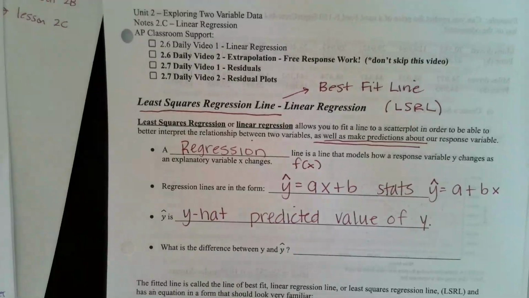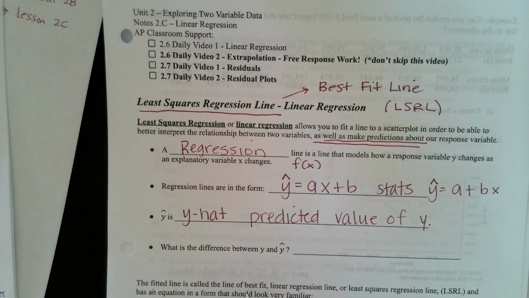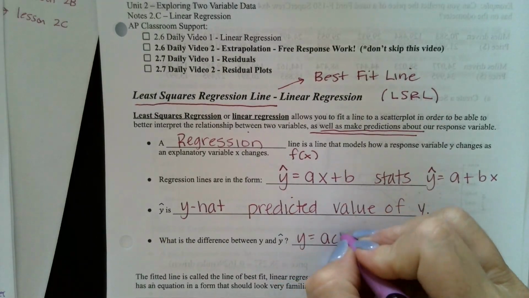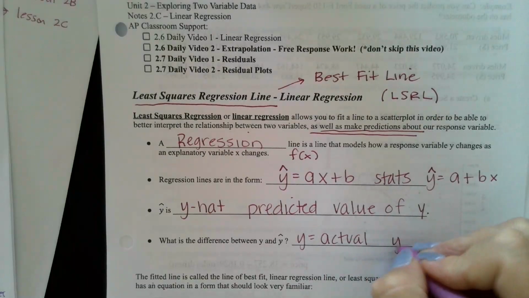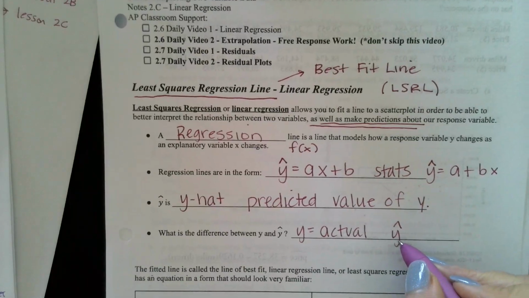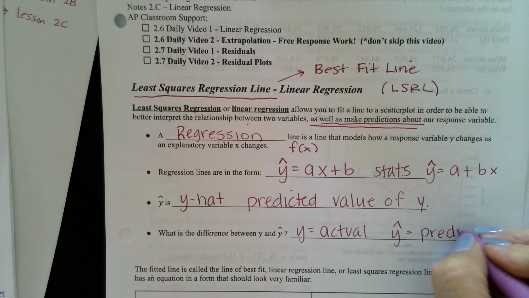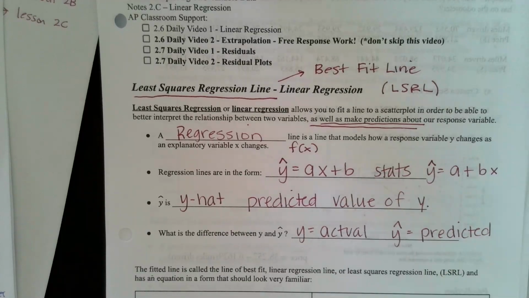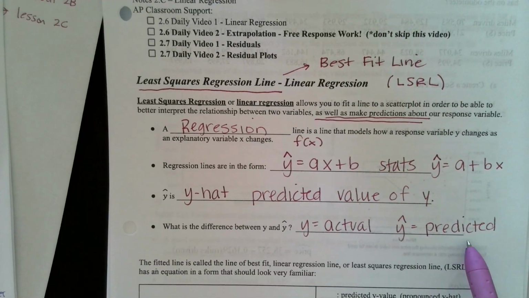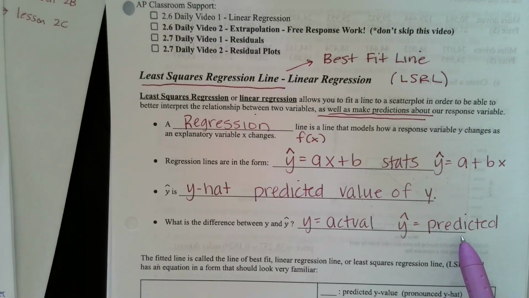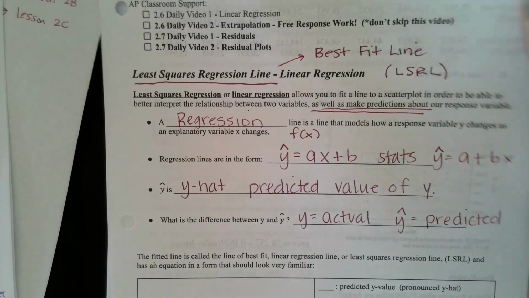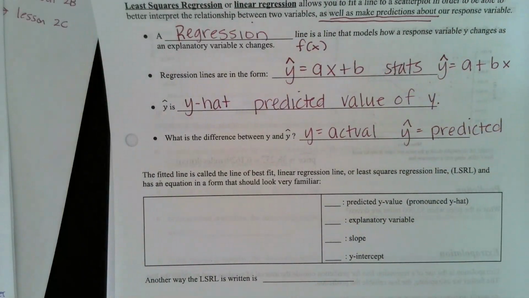And that's really what this says. This says, what is the difference between y and y hat? So y is the actual value, and because we're using a best fit line or a linear regression line, y hat is the predicted value. We're going to assume that the predicted value is super close, but that's what it is. It's just predicted.